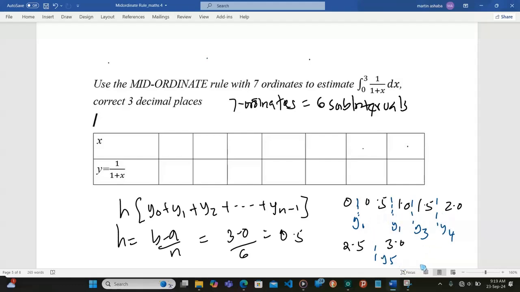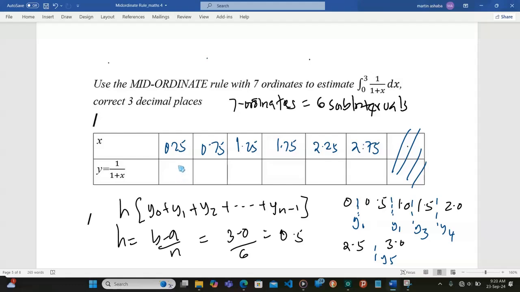So what are we going to do? We are going to look at 0.5 plus 0 divided by 2, and we'll have 0.25. So that's what we shall start with, 0.25. At a spacing of 0.5, we will be going to 0.75, 1.25, 1.75, 2.25, 2.75. And that's the end, because 2.5 plus 3.0 divided by 2 gives 2.75.